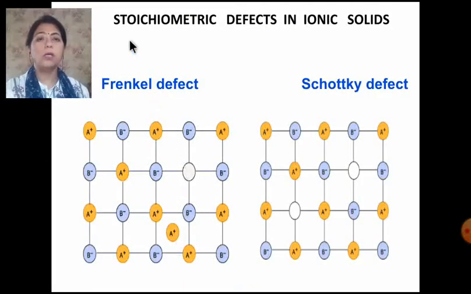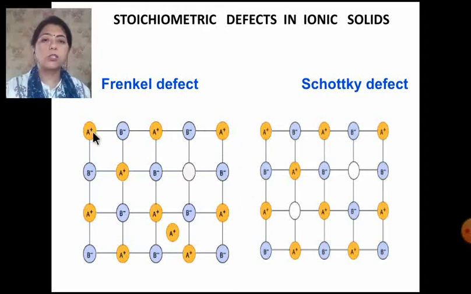Now, the stoichiometric defects in the ionic solids. They are named the Frenkel defect and the Schottky defect. Now we have to study these two in detail. Here we have two pictures. This one is for the Frenkel defect and this is for the Schottky defect. Now let me explain these two together and then we will take up one by one in detail.